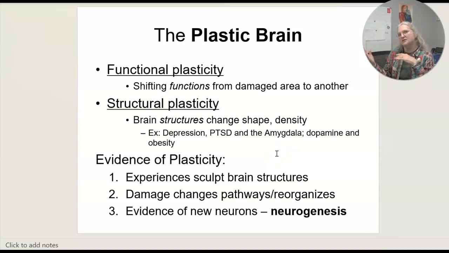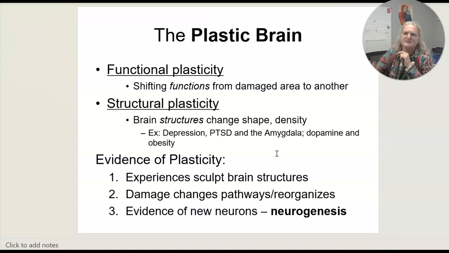One illustration is that obese people have fewer dopamine receptors than non-obese people. There's also some evidence that in post-traumatic stress, the amygdala, you remember that's the fear and anger center, is actually smaller in people that have post-traumatic stress. I'm trying to think about depression. I believe it's the same thing. Does the hippocampus get smaller?